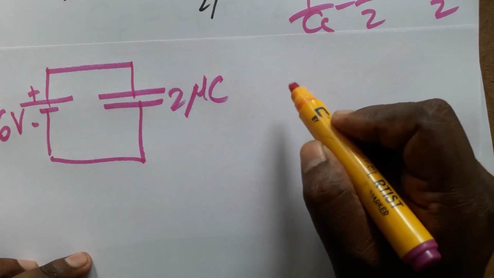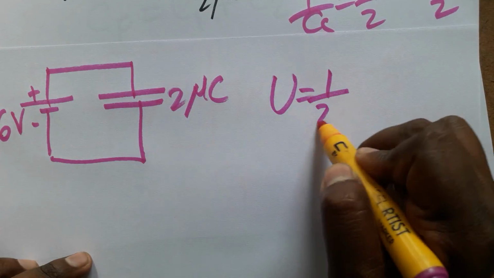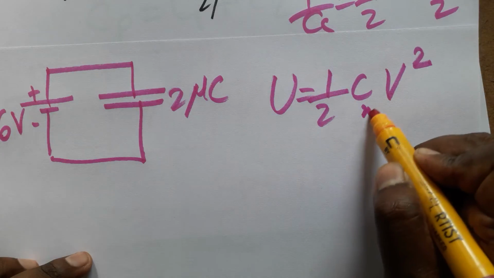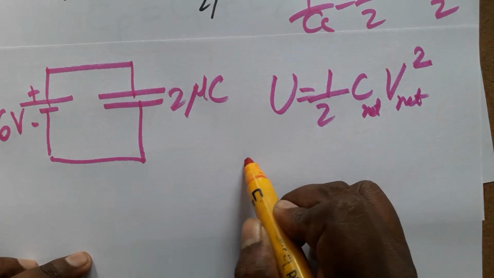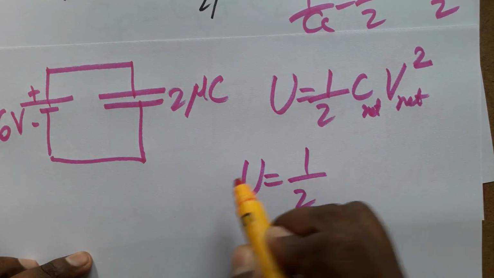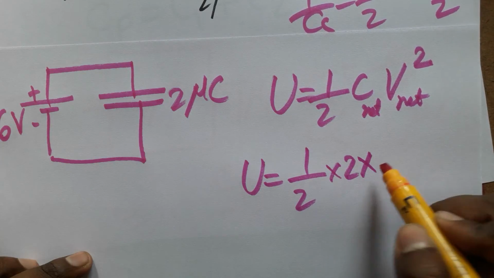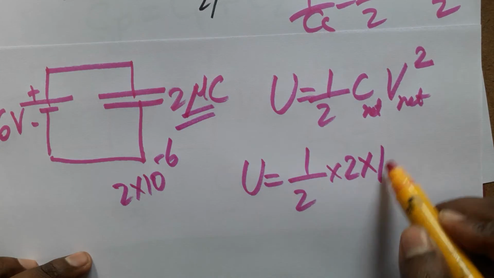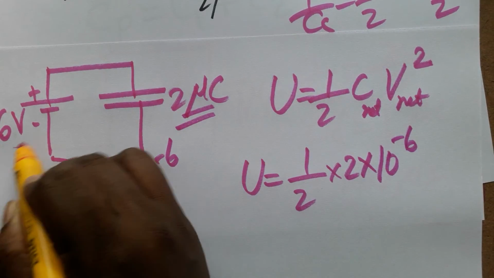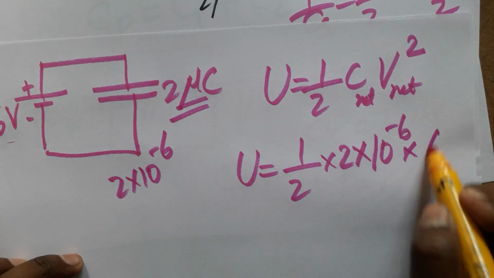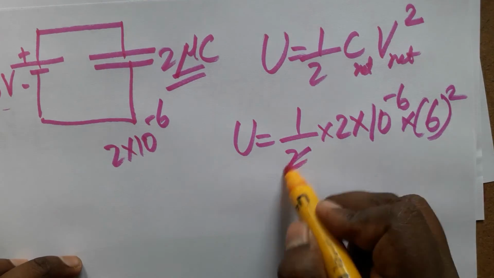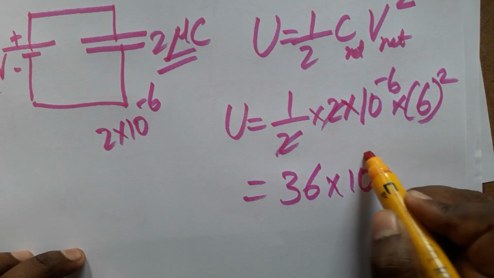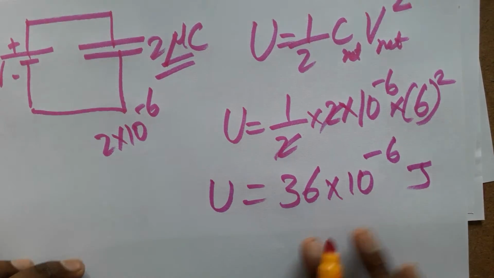Okay, first we will find the energy. U is equal to half of CV square. C is the capacitance, V is the voltage, so we are finding the net energy. U is equal to half of C net, which is 2 microfarad, so 2 into 10 power minus 6, micro is 10 power minus 6, times V square, V is 6, so 6 whole square, it's 36. The 2 gets cancelled, so 36 into 10 power minus 6 joules. Okay, so energy also I got.